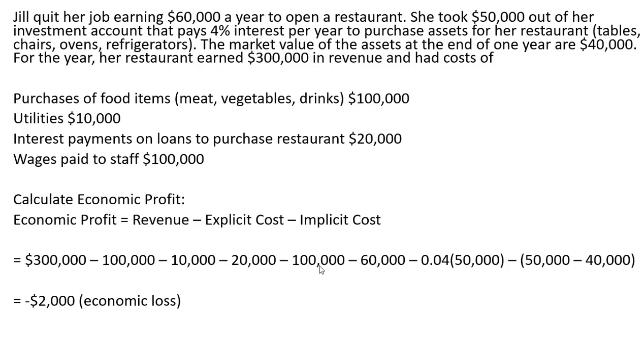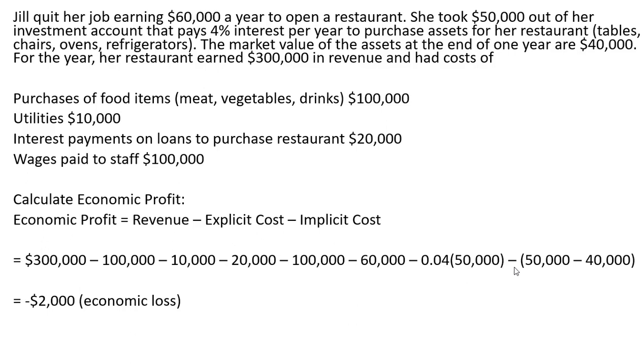And now we need to subtract out the implicit cost, the foregone opportunities. You give up earning $60,000 a year by running this restaurant, and you also sacrificed interest income. If you didn't purchase this restaurant, you would have $50,000 in your account, earning 4% interest a year. So you're sacrificing $2,000 of interest income, just 4% of $50,000. So that is an implicit cost.